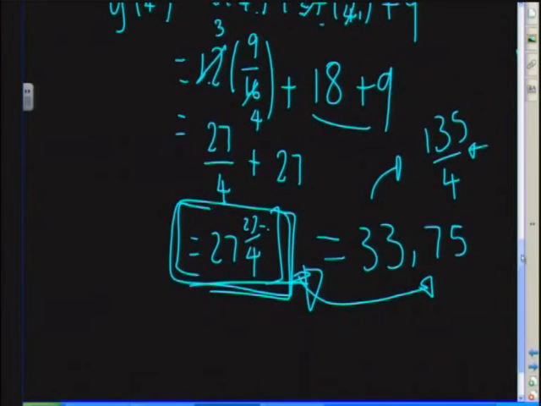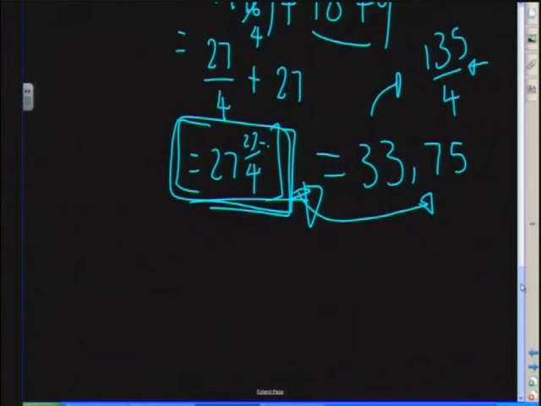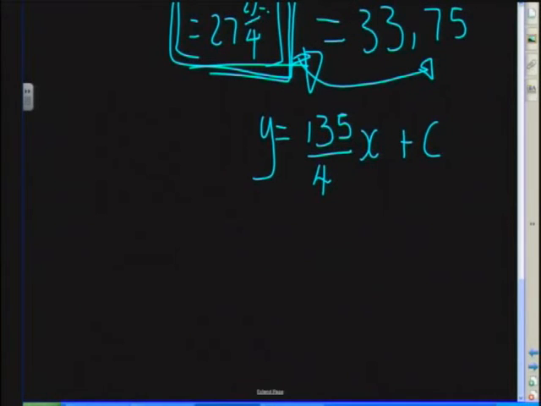So now that we've got the gradient, remember, this is now the gradient, as nasty as it looks. It is the gradient of the straight line. So the gradient of the straight line is going to be 135/4, and then obviously we times it by x and we add our c on. So this is now the gradient of the straight line. We still need to find c.